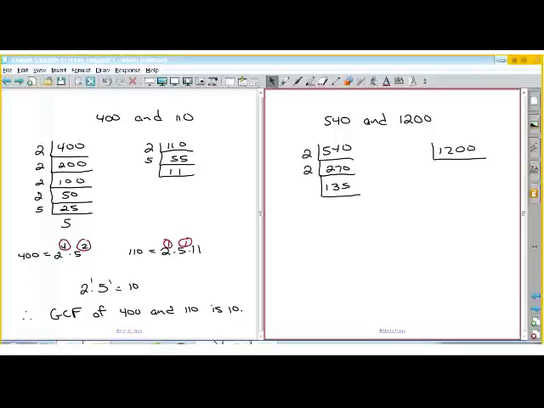Okay, back to greatest common factor. So we're continuing on. This is not divisible by 3.